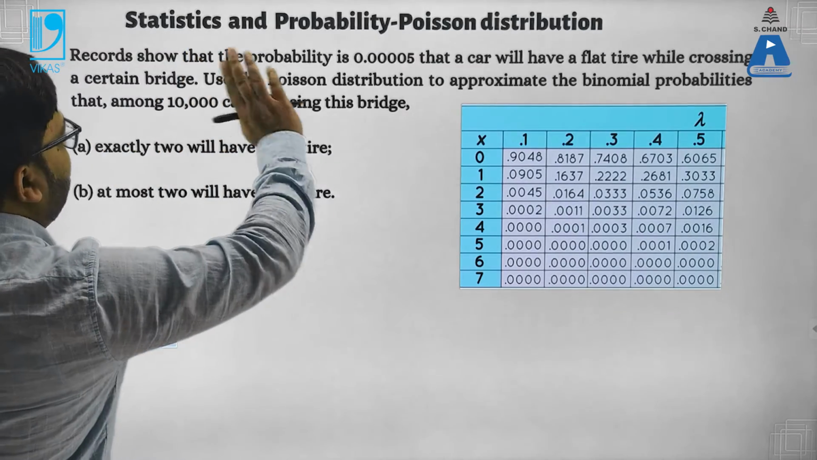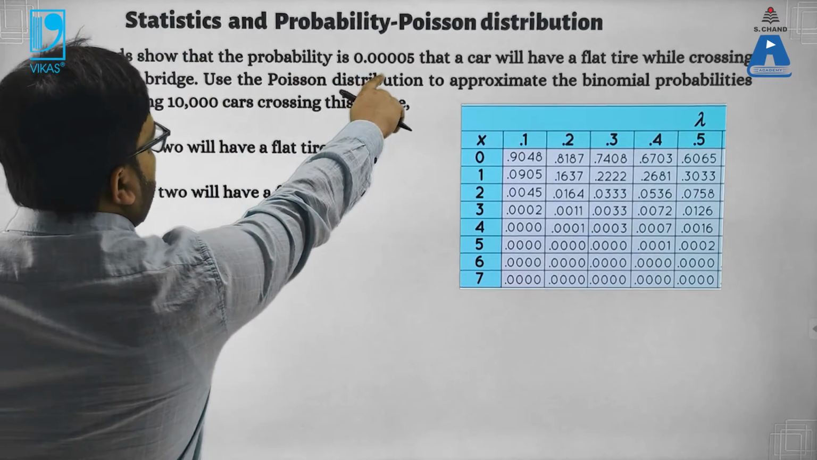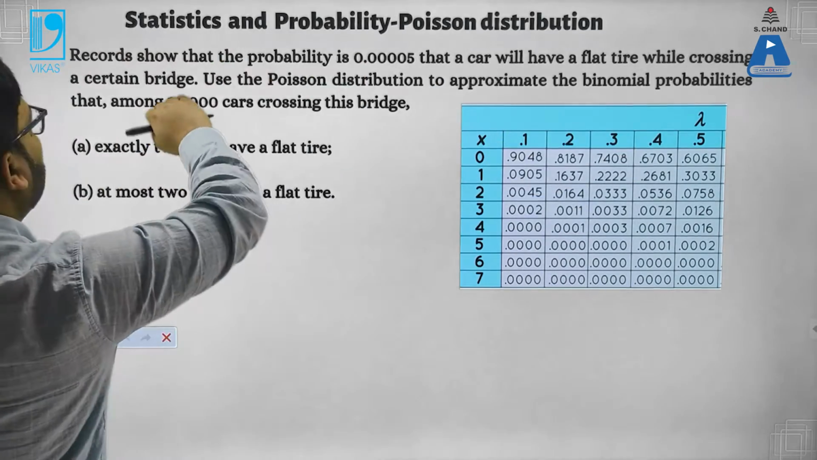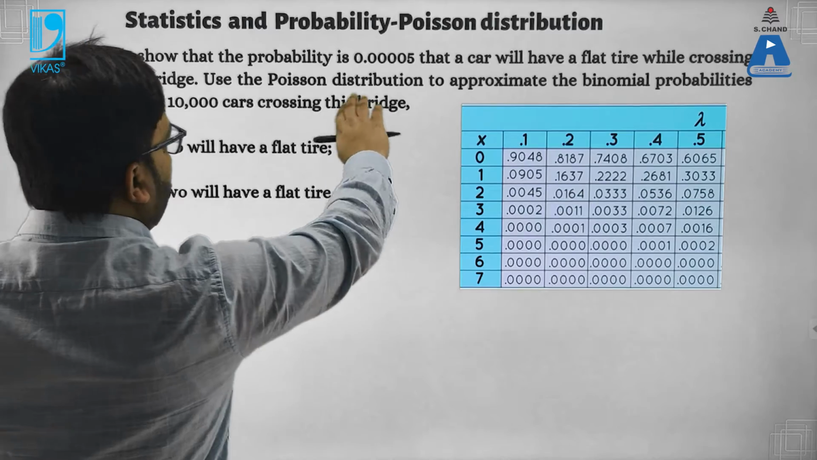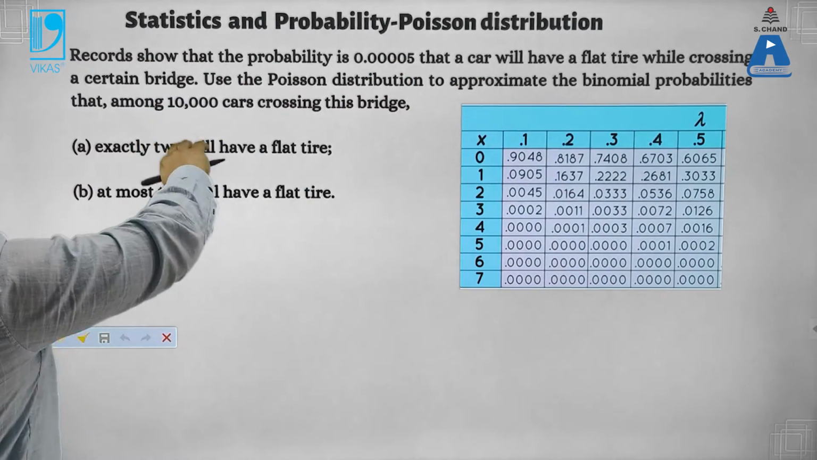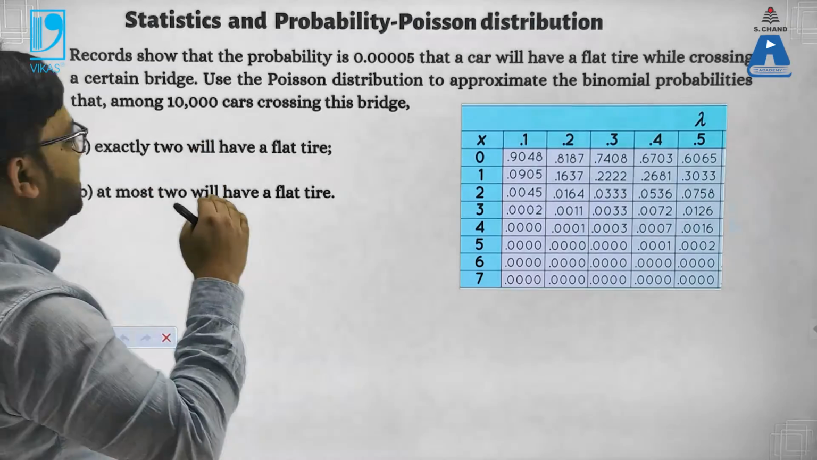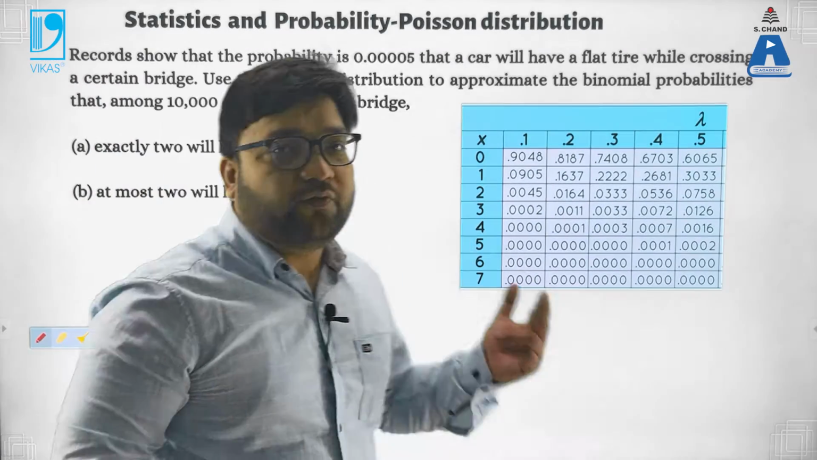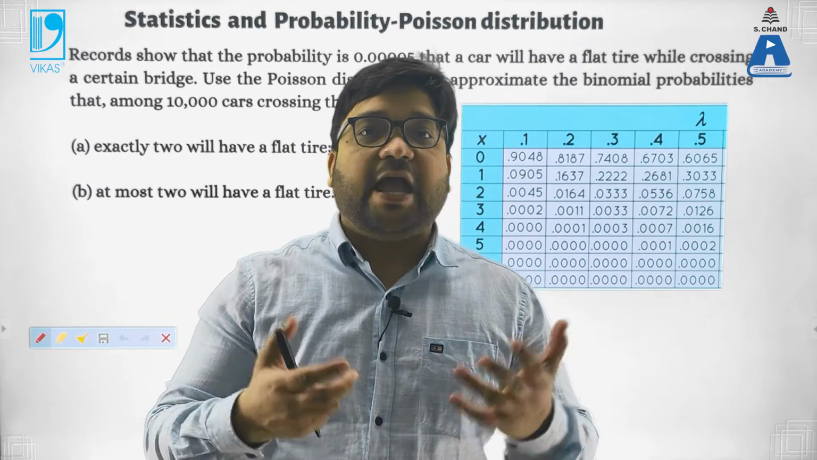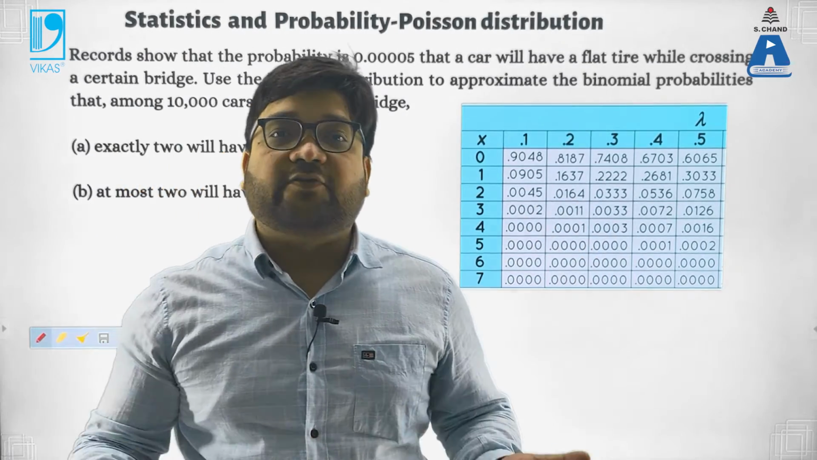Records show that the probability is 0.0005 that a car will have a flat tire while crossing a certain bridge. Use the Poisson's distribution to approximate the binomial probabilities that among 10,000 cars crossing this bridge, exactly 2 will have a flat tire. So a scenario like this can be useful in the case of an army.